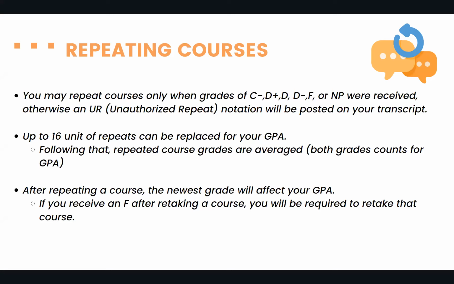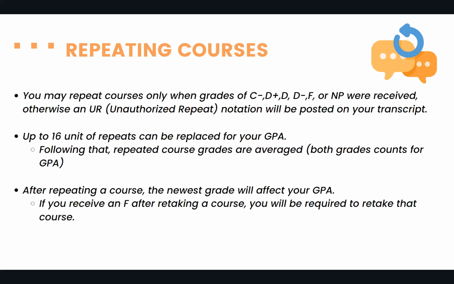Repeating courses. As I mentioned, you can repeat 16 units, which usually equates to 4 classes. Most of our classes are 4 units. When you repeat a course, let's say you get a D grade the first time you take a course and you repeat it and get an A grade, the A grade will replace the D grade and your GPA will be recalculated. There are a few rules for repeating courses.